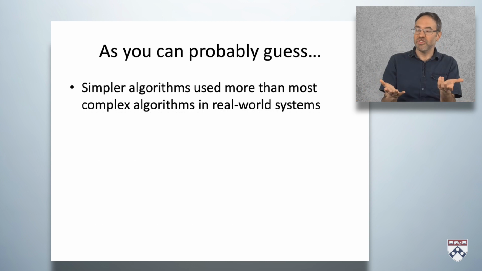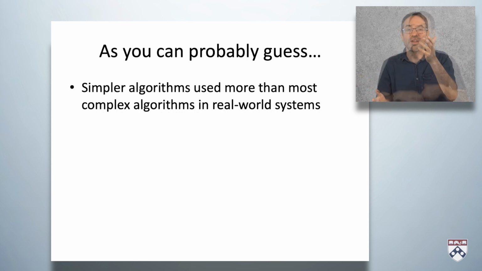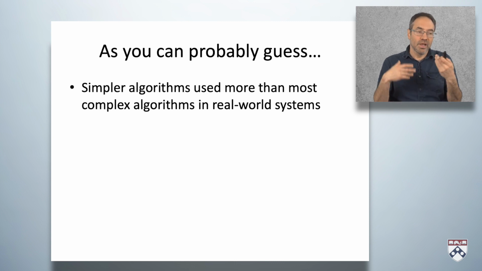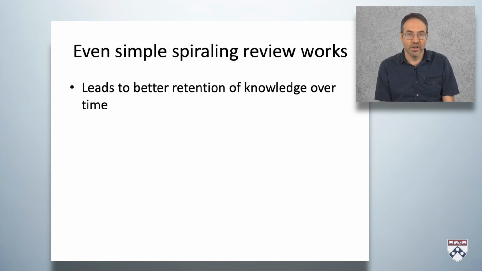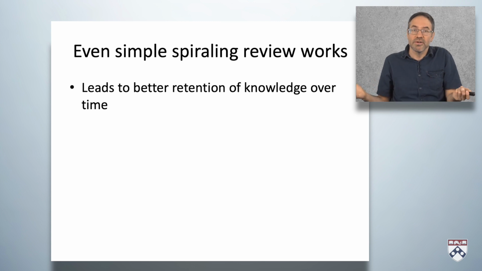As you can probably guess, it's the theme of our semester, simpler algorithms are used more than the more complex algorithms in real-world systems. Duolingo uses Settles and Meeder, Anki uses SuperMemo, Pimsleur uses Pimsleur, and even simple spiraling review works. It leads to better retention of knowledge over time. That's why these simple algorithms still get used at scale. They're easy to implement, they're easy to understand, and they work.